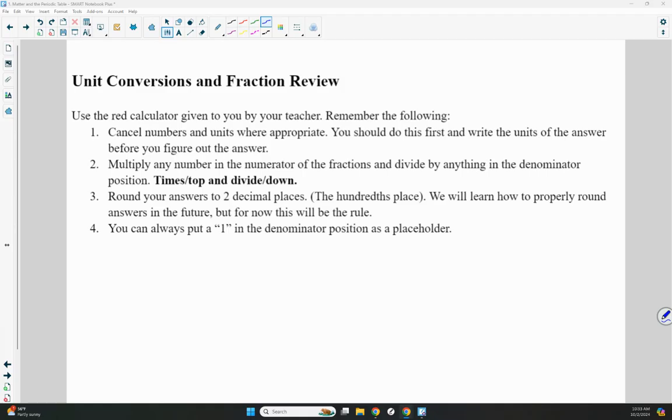Today I want to review some basics of fractions with you all. First thing is we've got a list of key points to try to do when you're solving fraction problems.